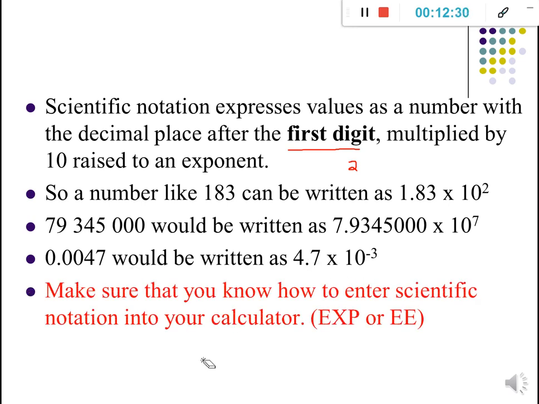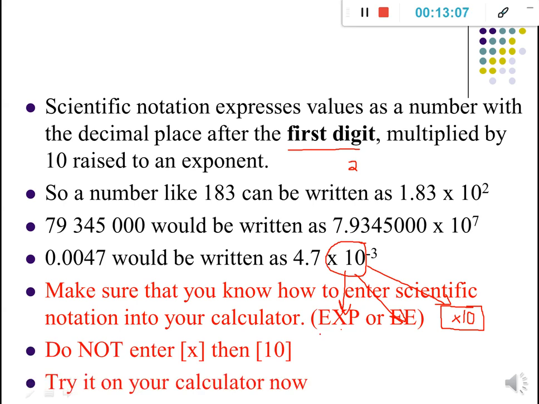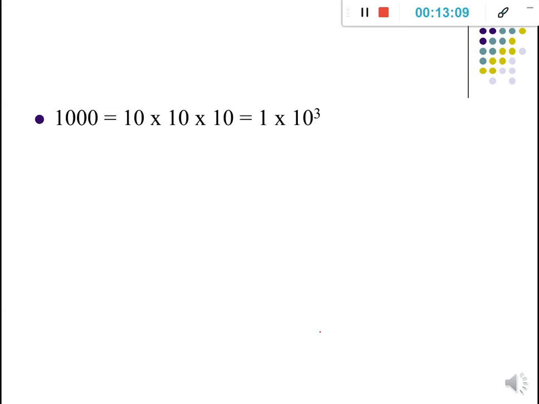Make sure you can put scientific notation in on your calculator correctly, and you're going to do that by using the EXP button or EE button. Sometimes they have a times 10 button on your calculator, but make sure you're not actually pressing multiply by 10 and then hitting the exponent button. Use this. This replaces this part of your number. So instead of writing times 10, you're hitting EXP or EE, or depending on your calculator, the times 10. You are not putting in multiplied by 10. So try it on your calculator and make sure you can do it correctly.